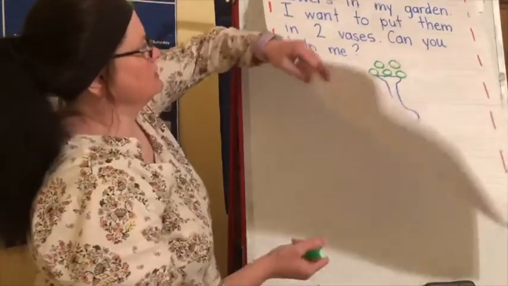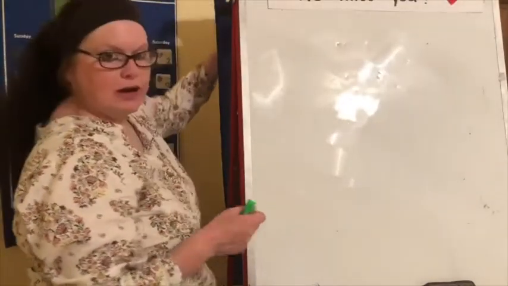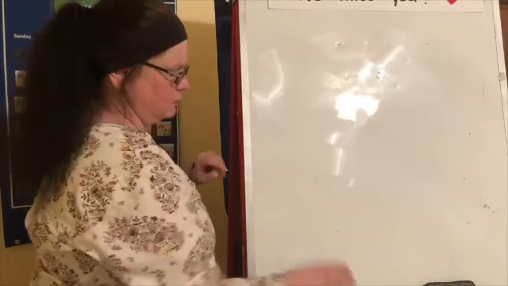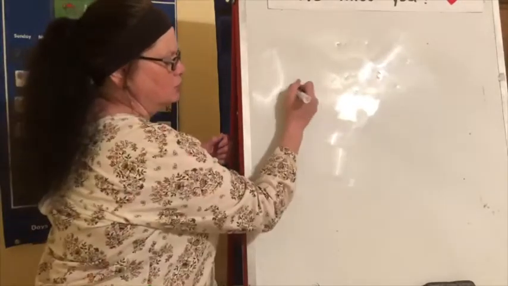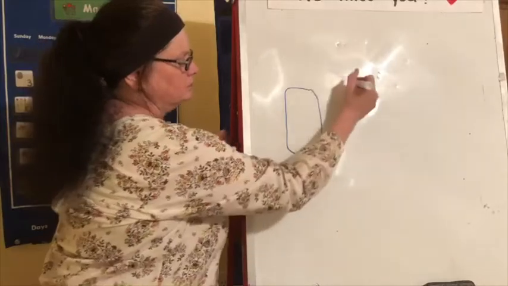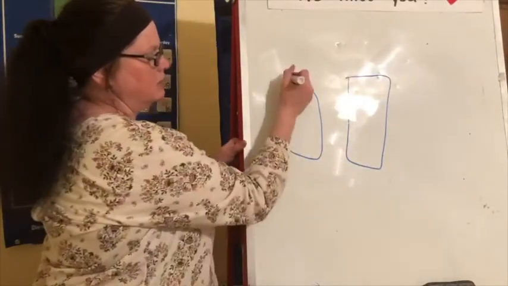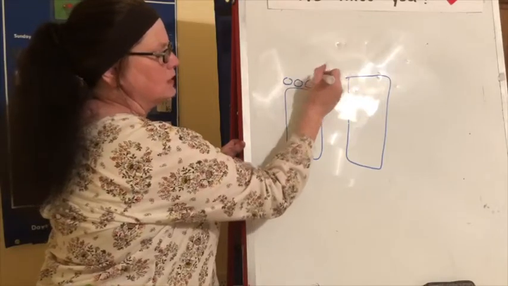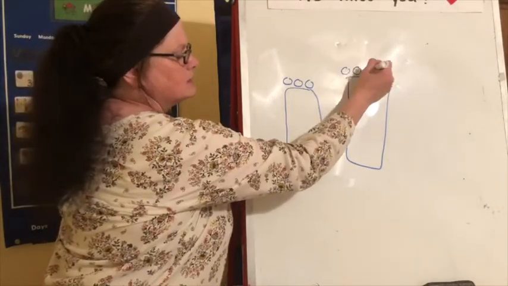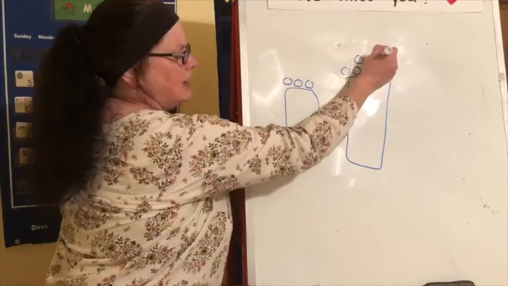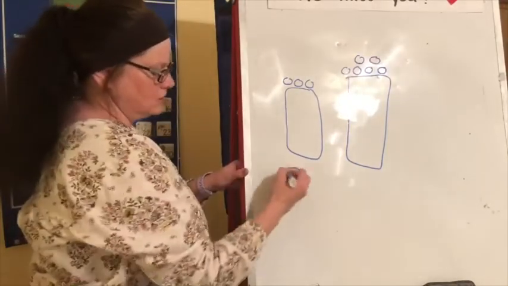Let's try it one more time together, and then I want you to see if you can do it a different way. So I have 2 vases, and I have 9 flowers. So this time I'm going to go 1, 2, 3, 4, 5, 6, 7, 8, 9. So I have my 9 flowers.